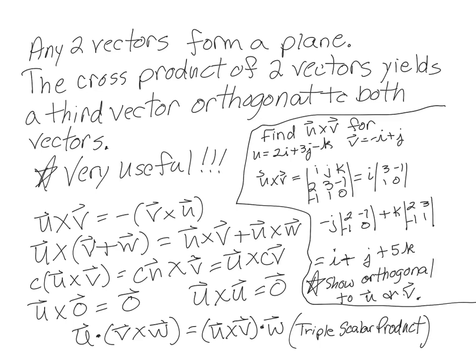Because if two vectors are parallel to each other, one is just a scalar multiple of the other, and you have this situation right here. You're crossing a vector with itself if they're parallel after you've pulled out the scalar multiple, and the cross product is 0. Okay? Now, this one here on the bottom is useful when you get to Calc 3.